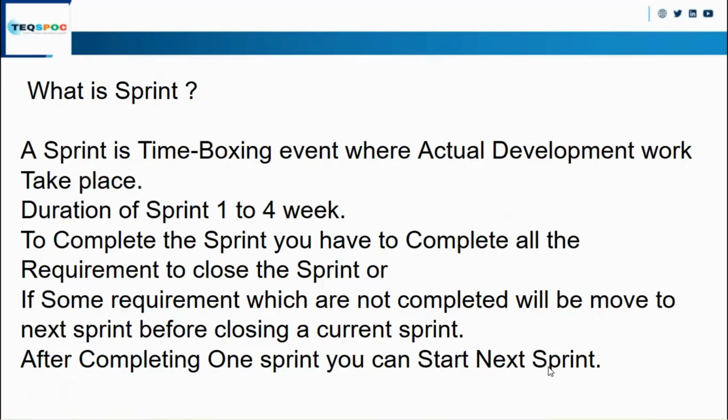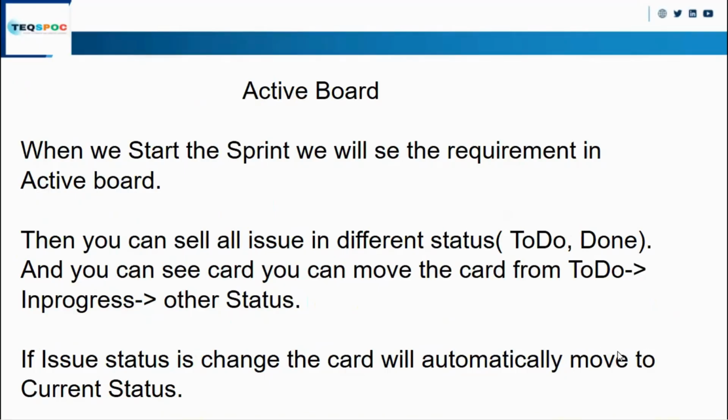Now moving to the next. What is the active board? When you start the sprint, you will see all the requirements in the active board. As you start a sprint, you can see the active board, all the requirements are moved into it, and in the active board you can do all the editing in the respective card. Then you can see all the issues in their different statuses. The issues which are in to do will be in the to do state, and which are done, you can move to the done state through the active board.